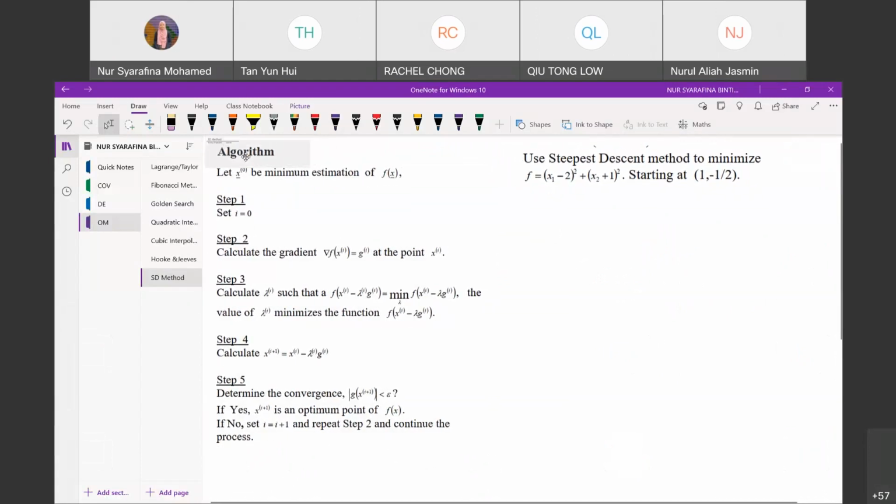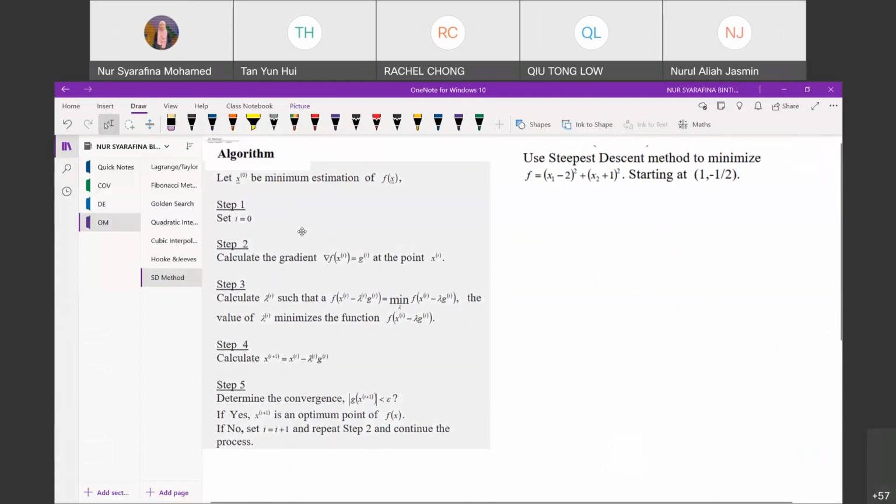Okay, so now this is the algorithm. Let's do this algorithm together with the example here. Let x naught be a minimum estimation. So now we have a problem to minimize the function of (x1 minus 2) squared plus (x2 plus 1) squared. We start at 1, minus 1 over 2. As you can see, we have two variables.